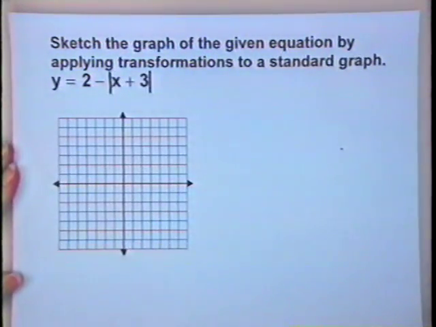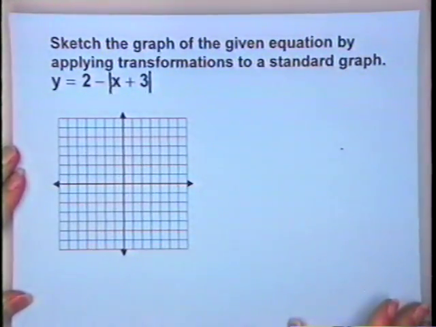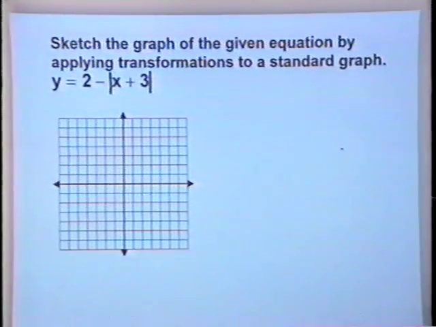I have one other graph that I want us to look at in this lesson. Sketch the graph of the given equation by applying transformations to a standard graph. Now again, we've got several things going on here.